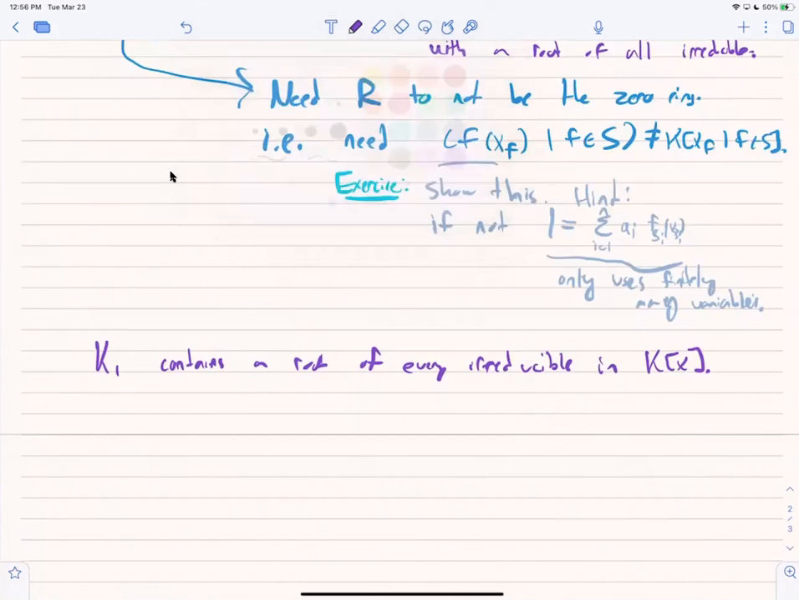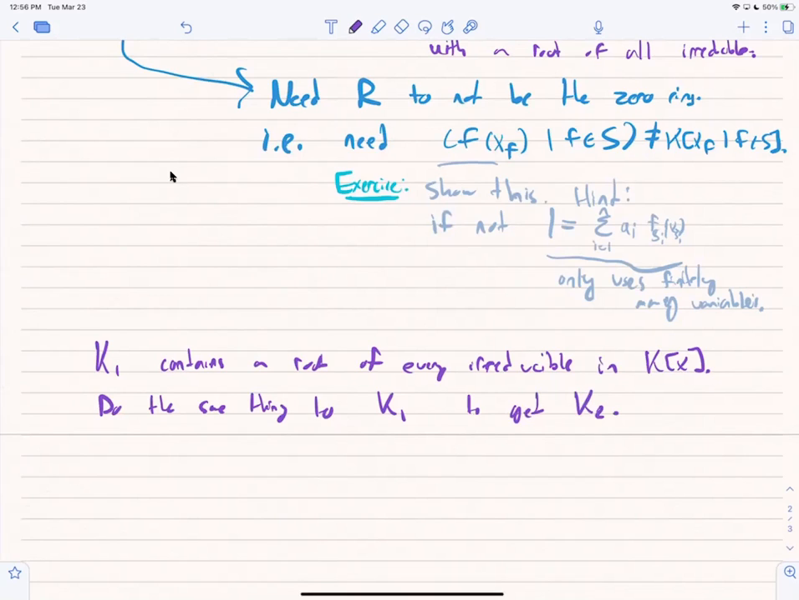And so, well, now let me just repeat. Let me do the same thing to K1 to get K2. So now I'm going to take all of the irreducibles in K1, make this ring, add the roots, and then take a maximal ideal, and I get some field extension where all the irreducibles in K1 have roots.